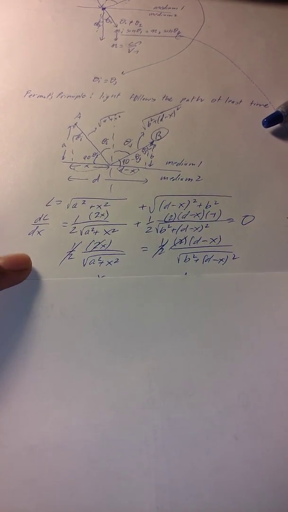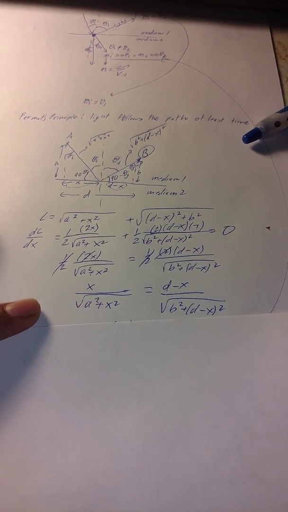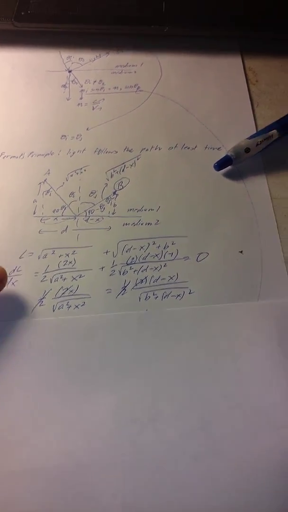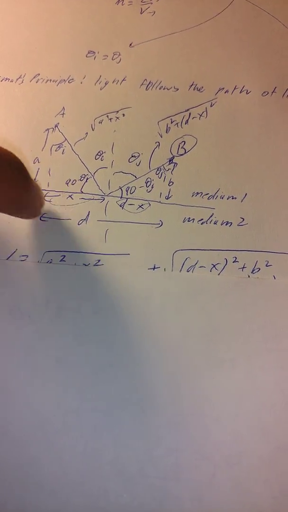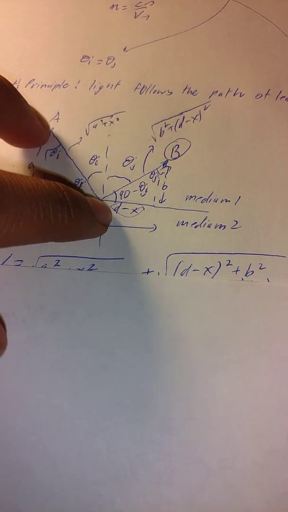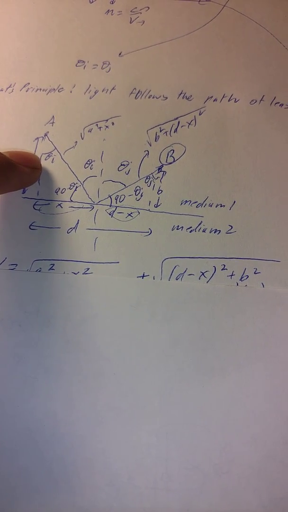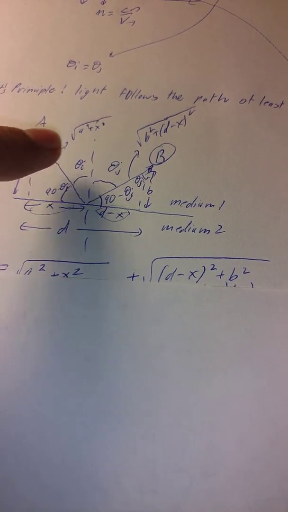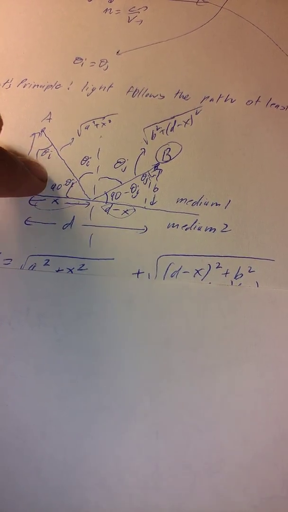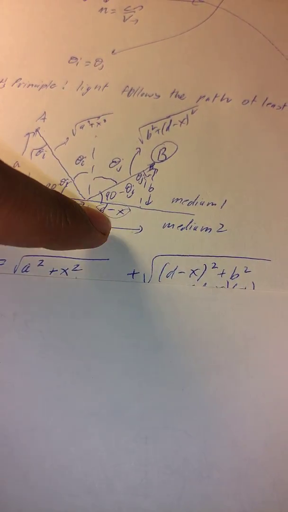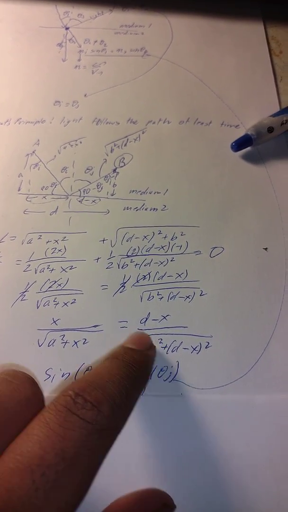So by doing that, the half and 2 get cancelled on both sides, and we have this thing. What is x over the square root of a squared plus x squared? If you look at the diagram right here, this is theta I, and this is 90 minus theta I, this is a and this is x, and this is the square root of a squared plus x squared by the Pythagorean theorem. Since x is opposite of theta I, this component is sine of theta I. And same thing right here, d minus x over the square root of b squared plus (d minus x) squared.